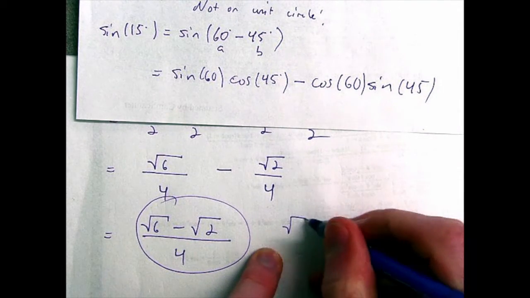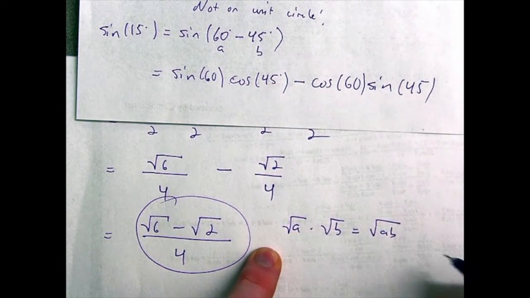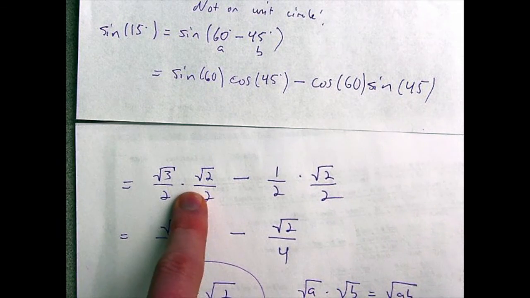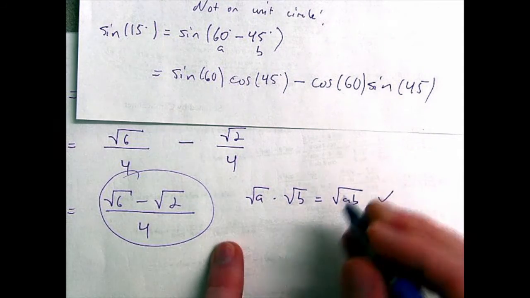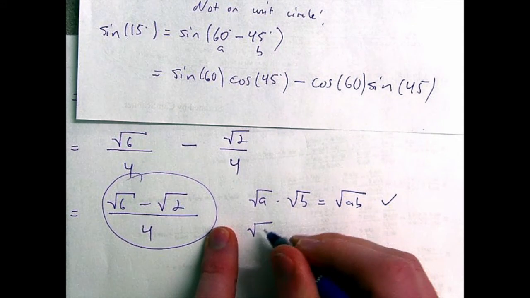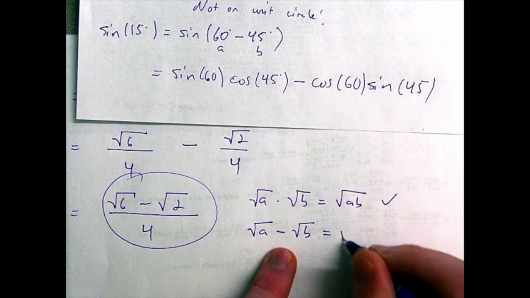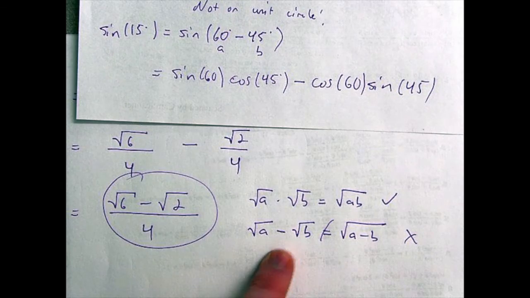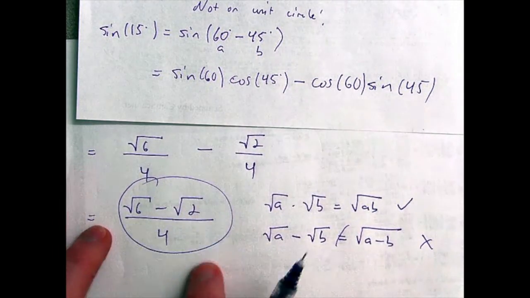It's definitely true that root A times root B is root AB. That's the rule that I was using a moment ago when I computed root 3 times root 2 is root 6. That certainly is true. However, there's no such rule for addition or subtraction. It's definitely not true that root A minus root B is root A minus B. That's false. That's not true. Okay, so this numerator expression just can't be simplified, but that's an exact value for sine 15.